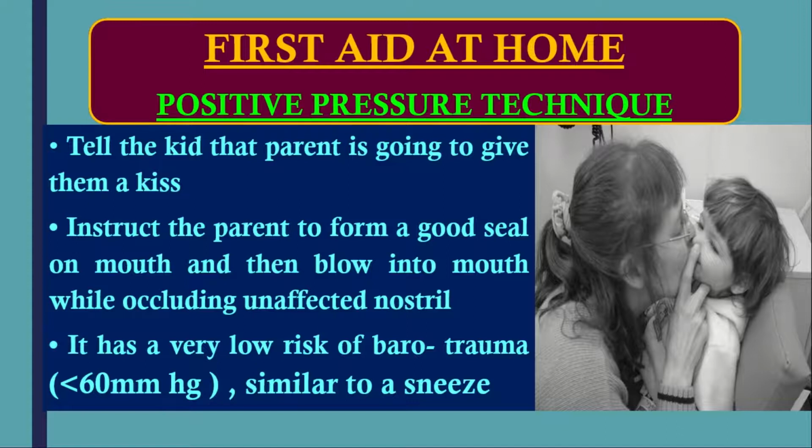In that technique, one has to tell the kid that the parent is going to give them a kiss. Instruct the parent to form a good seal on the mouth and then blow into the mouth while occluding the unaffected nostril, which is being shown in the picture. It has a very low risk of barotrauma, similar to a sneeze, but sometimes it does lead to removal of a foreign body by this method.